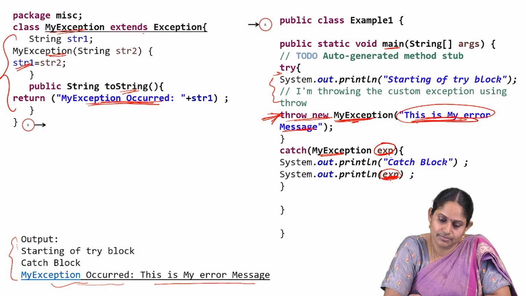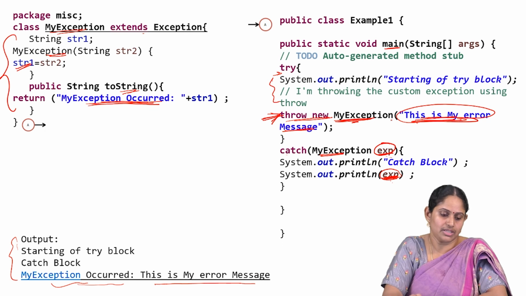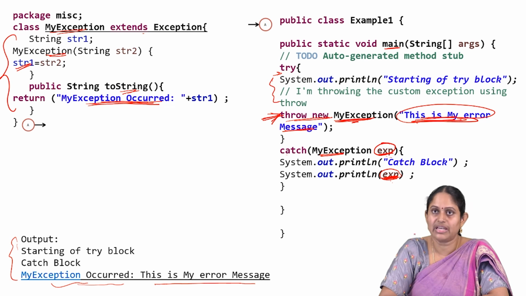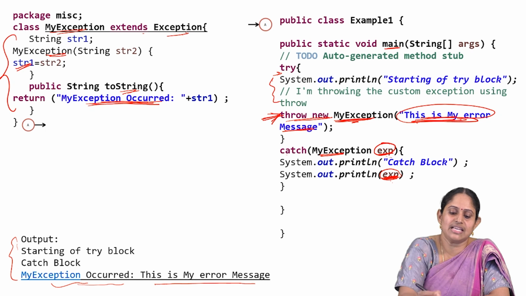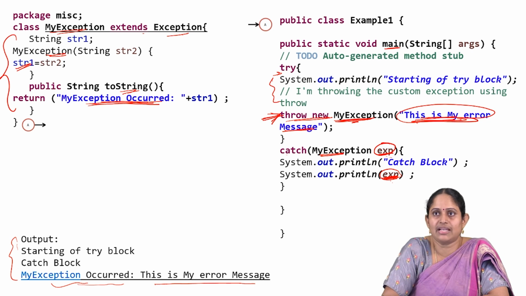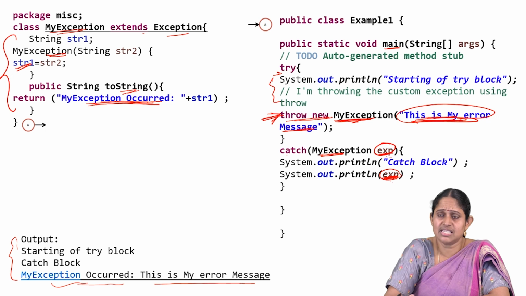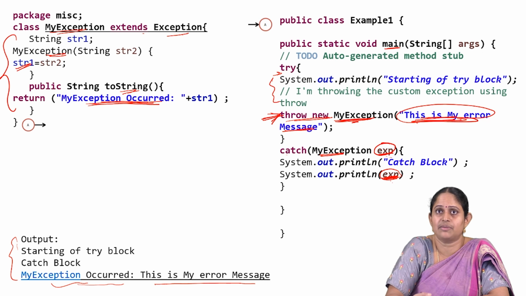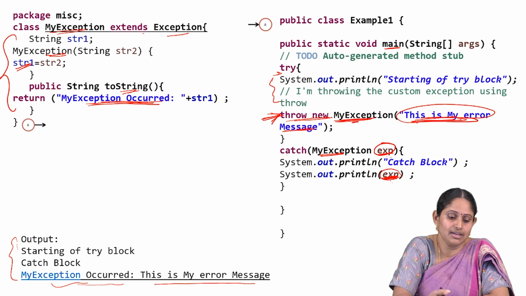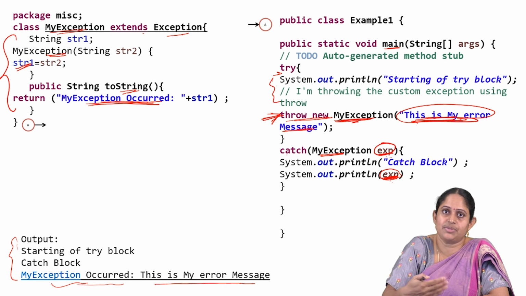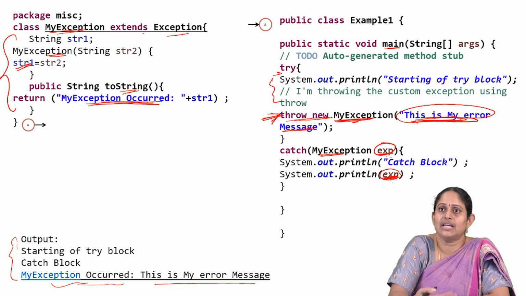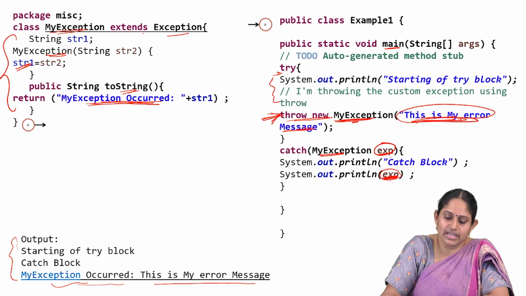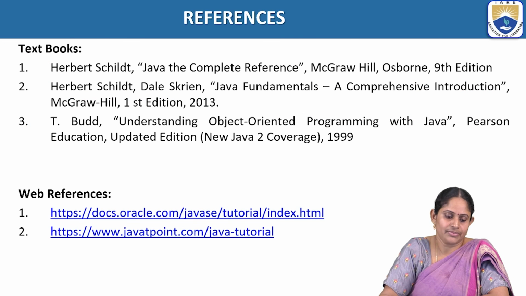And that's about creating our own exception. Whenever we create our own exceptions, we have to extend the Exception class and we have to manually throw the exception. Since the Java JDK doesn't have this exception already built in, it doesn't know that this exception is possible. That is why we are manually throwing that exception.